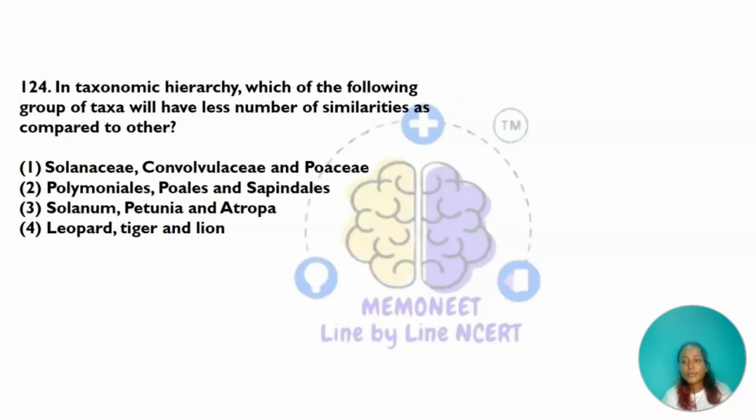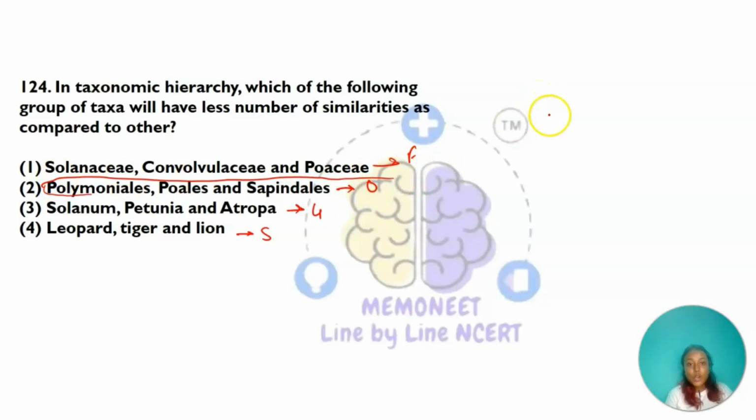And the next question: in taxonomic hierarchy, which of the following group of taxa will have fewer similarities as compared to the other? As we go higher up from species to kingdom, the number of similarities becomes less. Now the first option is a group of families, these are a group of orders, these are a group of genera, and these are a group of species. So the group having the fewest similarities as compared to each other will be orders.